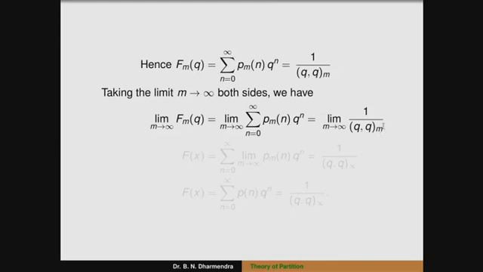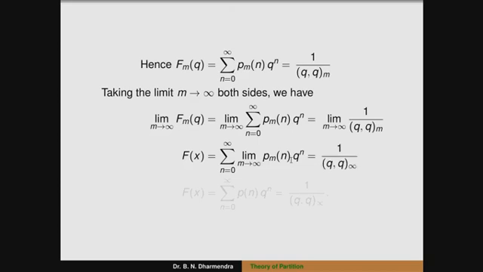So the finite product becomes infinite when we apply the limit as m tends to infinity. We know that the limit as m tends to infinity of f_m(q) becomes f(q). When we apply the limit inside the series, the series must converge, and also converge uniformly. Earlier we showed that it converges uniformly with mod q less than 1. So we take the limit inside the summation from 0 to infinity, as m tends to infinity of p_m(n) q to the power of n, which is equal to 1 divided by (q;q) infinity.